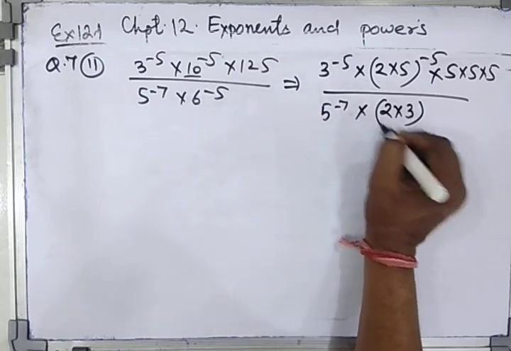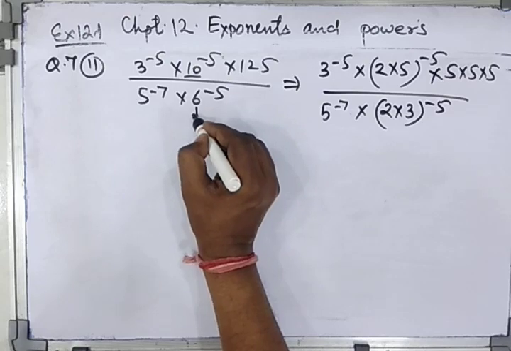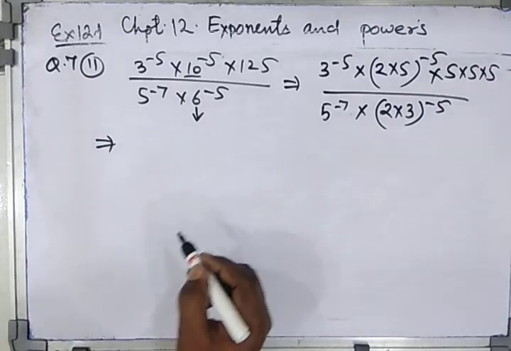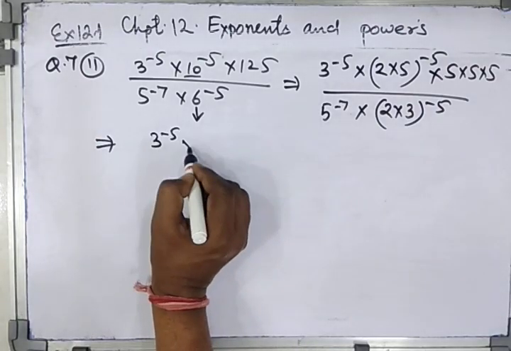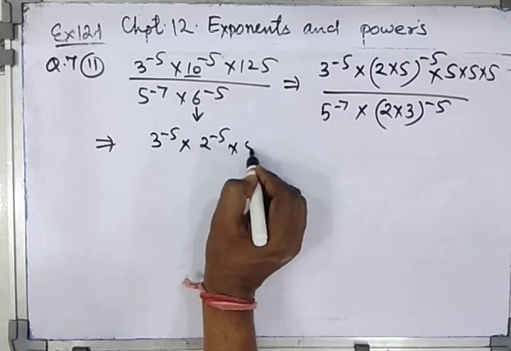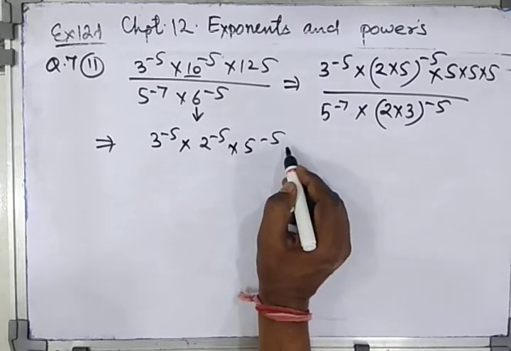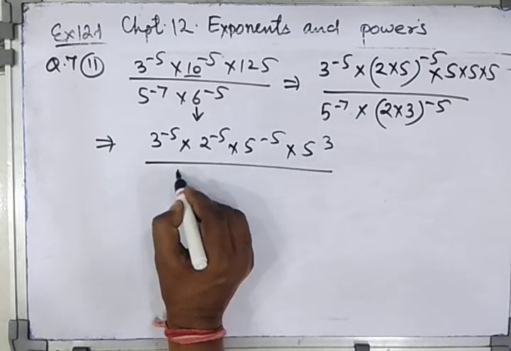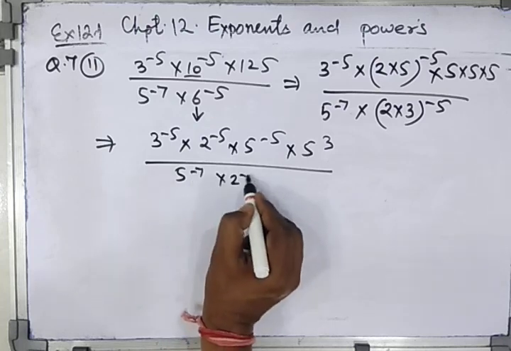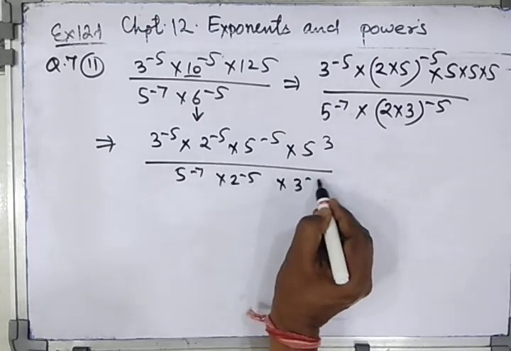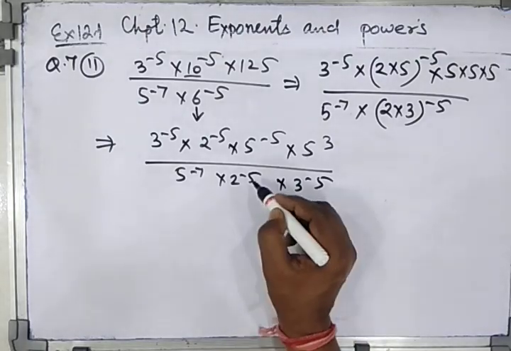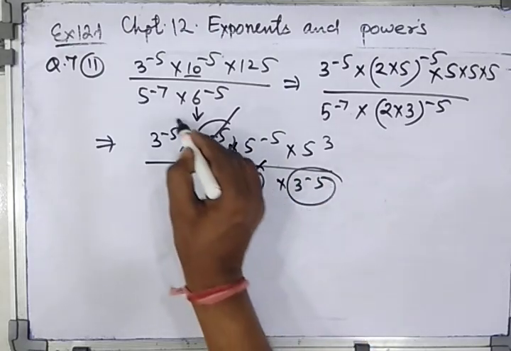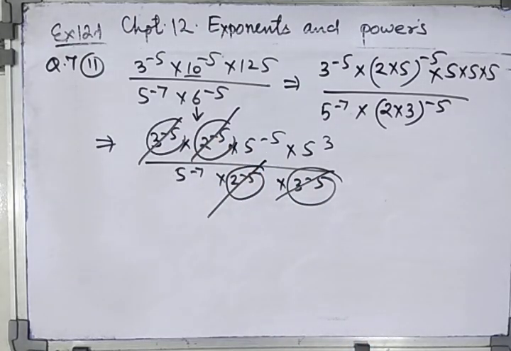It means 6 splits into 2 into 3 raised to minus 5. So we will get 3 raised to minus 5 into 2 raised to minus 5 into 5 raised to minus 5 into 5 raised to 3 divided by 5 raised to minus 7 into 2 raised to minus 5 into 3 raised to minus 5. It means 2 raised to minus 5 and 2 raised to minus 5 will be cancelled. 3 raised to minus 5 and 3 raised to minus 5 will be cancelled.